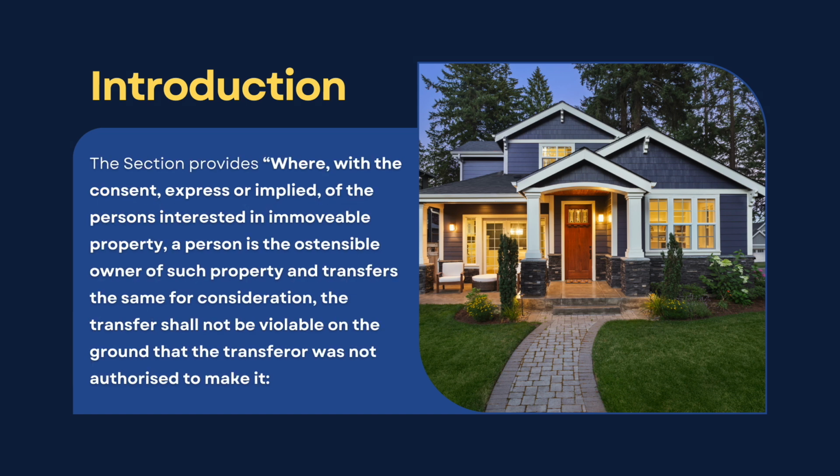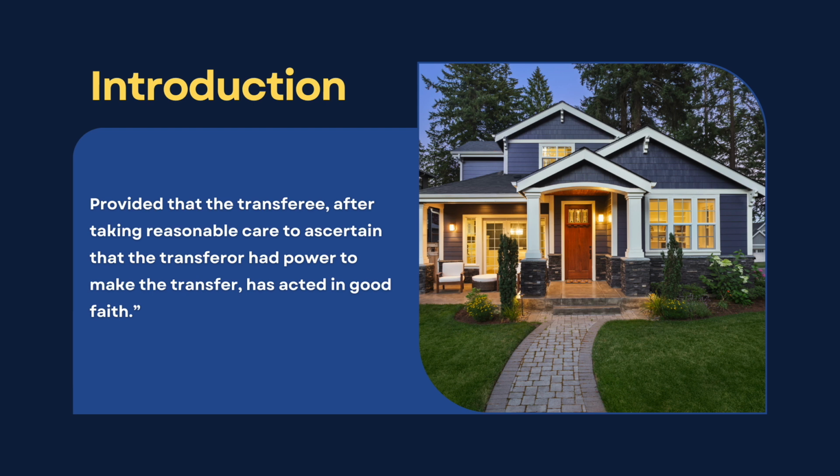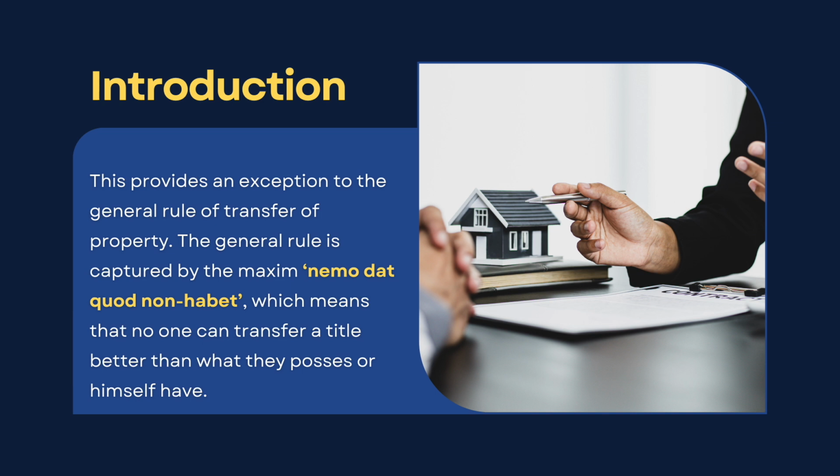The section provides: where, with the consent, express or implied, of the persons interested in immovable property, a person is the ostensible owner of such property and transfers the same for consideration, the transfer shall not be voidable on the ground that the transferor was not authorized to make it, provided that the transferee, after taking reasonable care to ascertain that the transferor had power to make the transfer, has acted in good faith. This provides an exception, as can be seen, to the general rule of transfer of property.